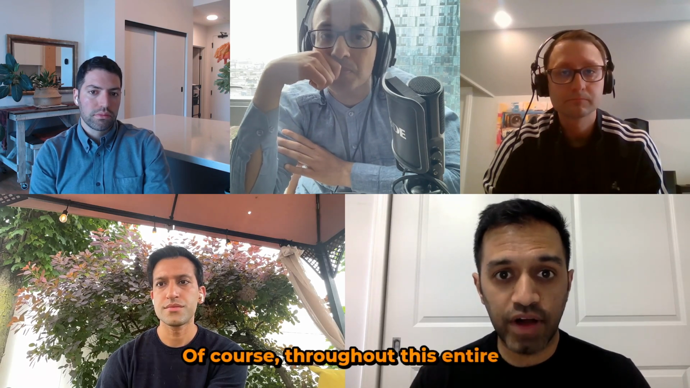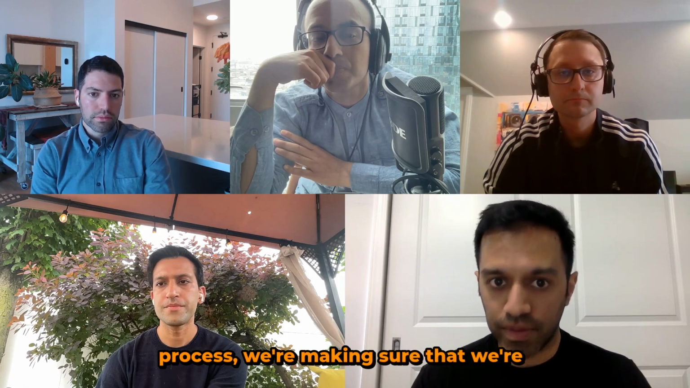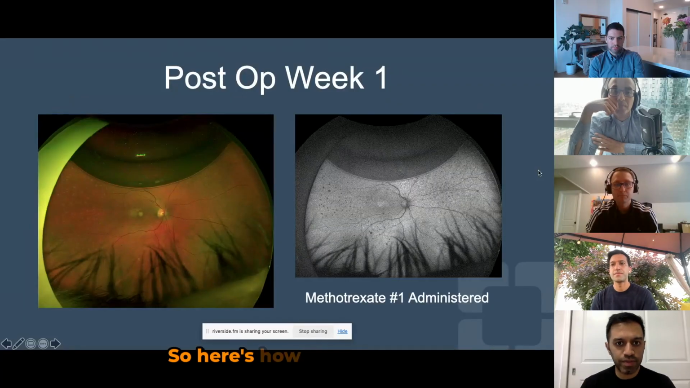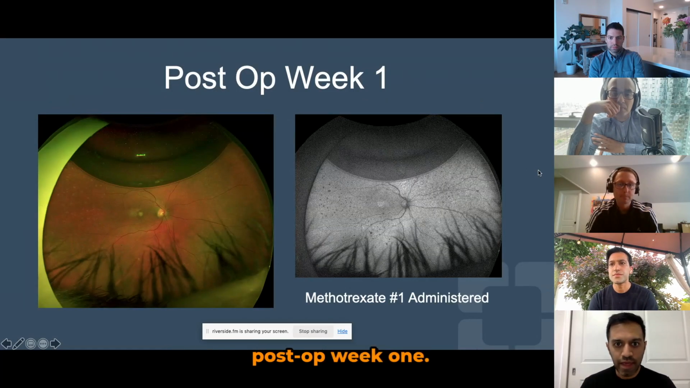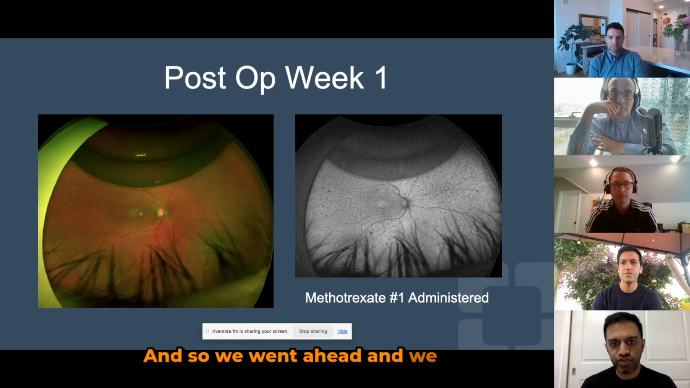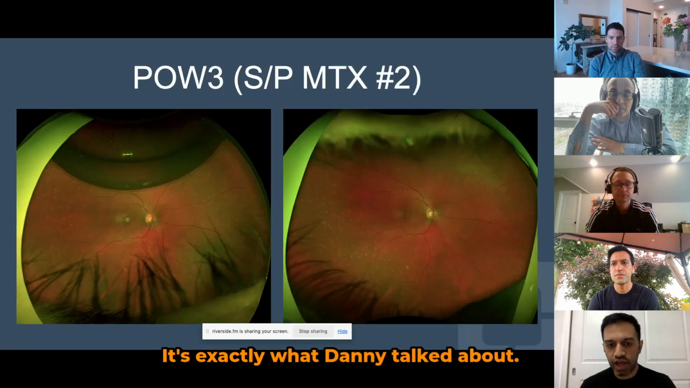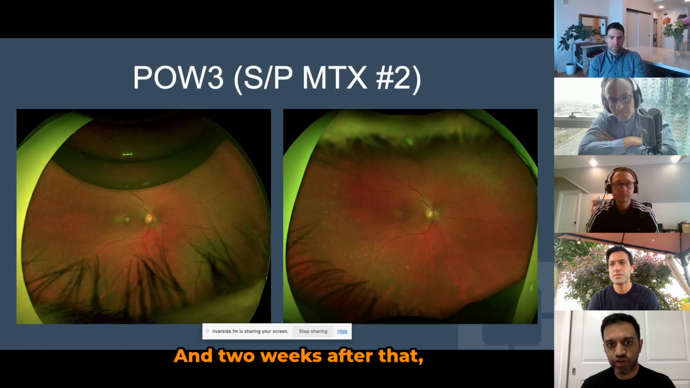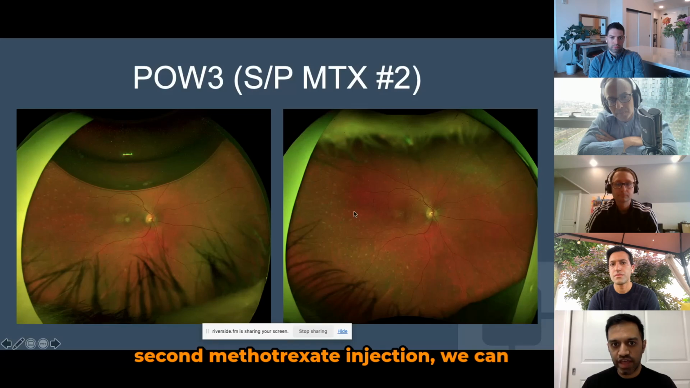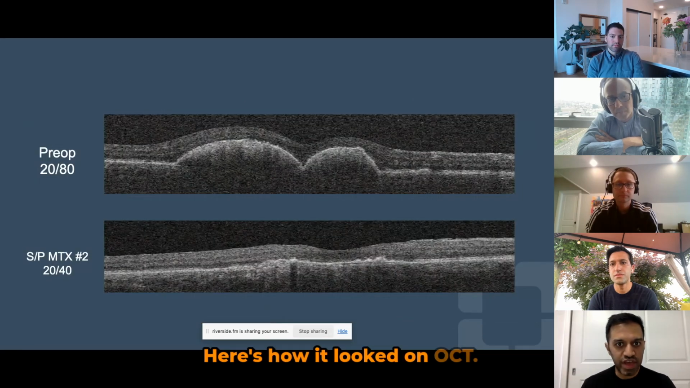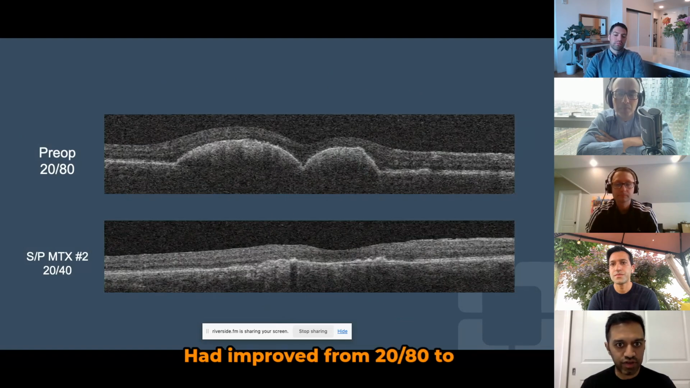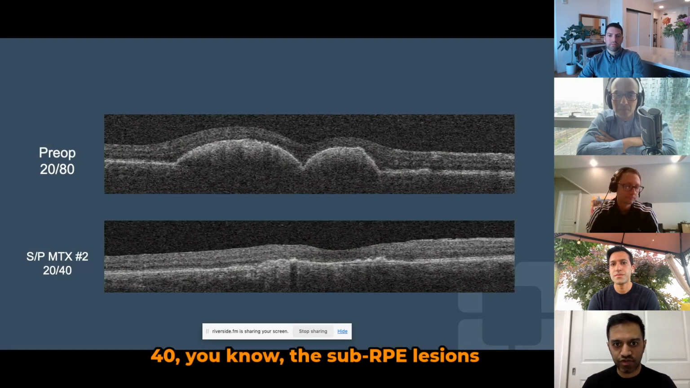Of course, throughout this entire process, we're making sure that they're maintaining surveillance with oncology as well and getting scheduled regular MRIs. So going back to the case real quick. So here's how the patient looked on post-op week 1. We went ahead and had these results and administered our first methotrexate injection. It's exactly what Danny talked about. 2 weeks after that, after his second methotrexate injection, we can see the resolution of that creamy lesion there. Here's how it looked on OCT. It had improved from 2080 to 2040. The sub-RPE lesions have pretty much flattened out.